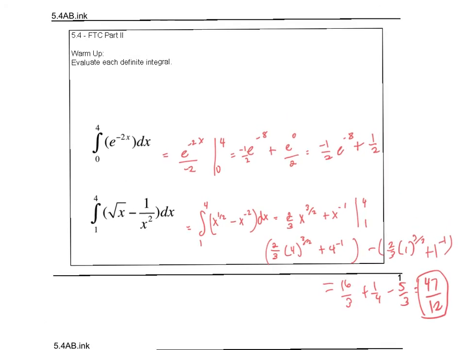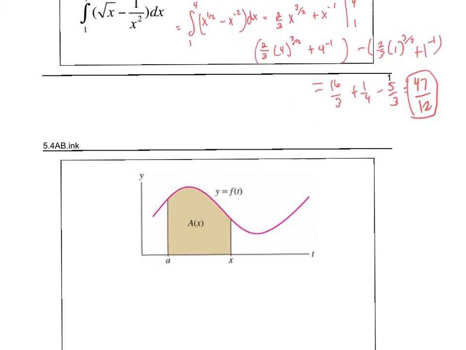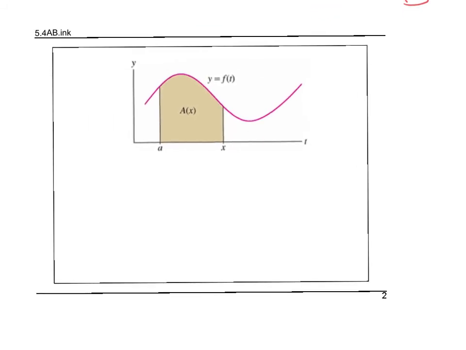So for your two answers for your warm-up, you should have negative 1/2 e to the negative 8th plus a half, and 47/12. Okay, so FTC Part 2 brings in this idea of, well, what if we want the area as a function? We have an initial point, an a value, and then it goes on until x, some unknown value. What does that look like?